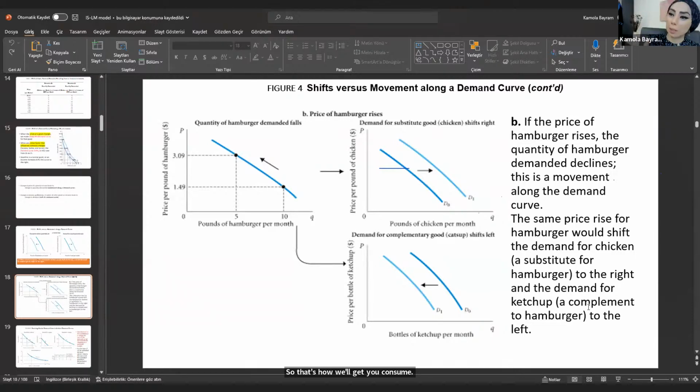So the less hamburger you consume, the less ketchup you will consume. But since chicken is a substitute good, you will consume more chicken, and let us say the price of chicken is the same, it didn't increase together with the price of hamburger, so you will start to consume more chicken, right?